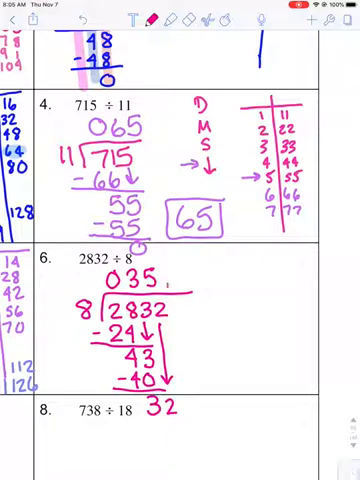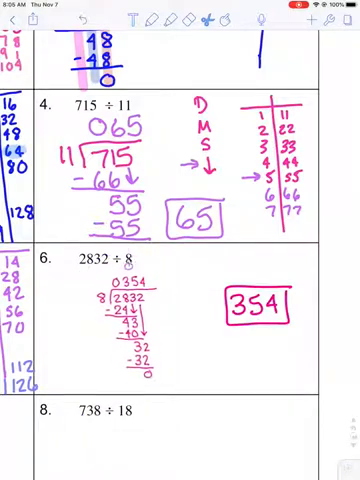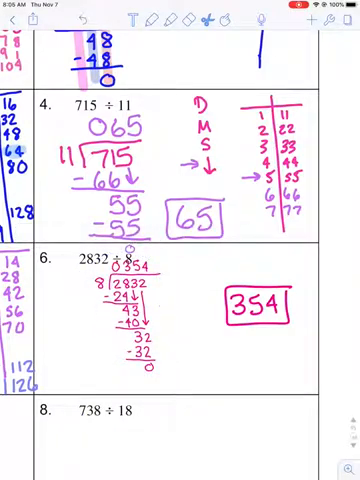8 goes into 32 4 times. 8 times 4 is 32. Subtract and get 0. There's nothing else to bring down, and I have a 0 remainder, so my answer is 354. I'm going to shrink my work because I took up too much room. The 0 came with, but that's all right.